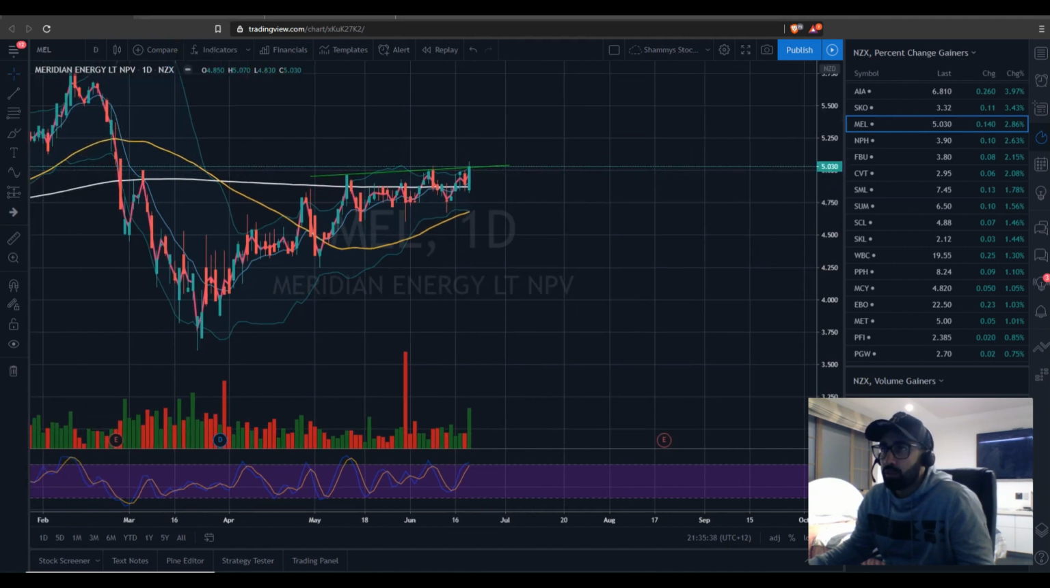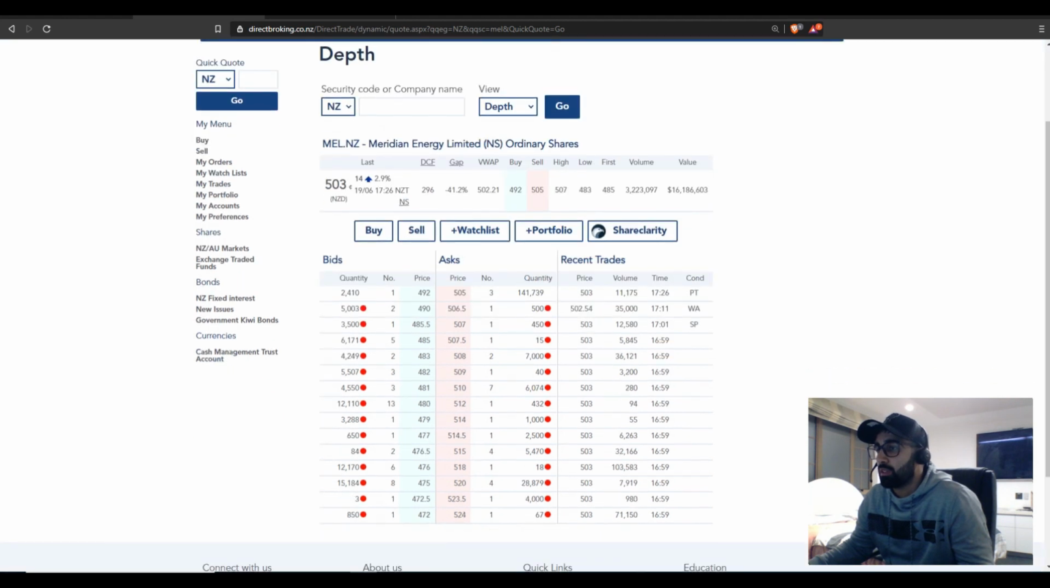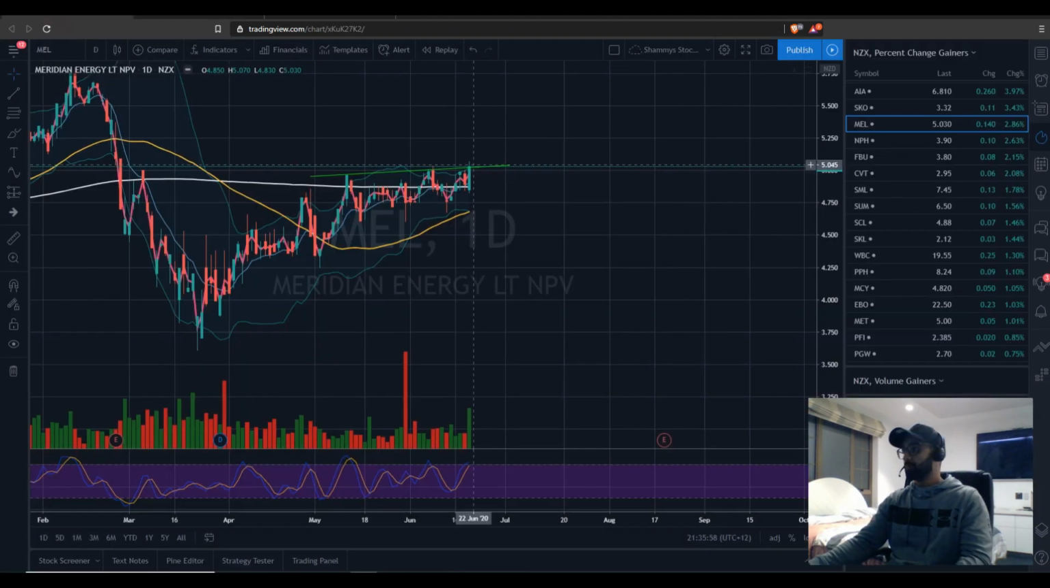Let's have a look. So we'll just go to MEL, $5. So there's no support around $5 at the moment. There was a lot of buying at 502 off market. So there's some support builds tomorrow, and then we'll check it out and have a look. If it doesn't, then it doesn't, and it's not ready to break out yet. So just got to keep an eye on these sorts of things.